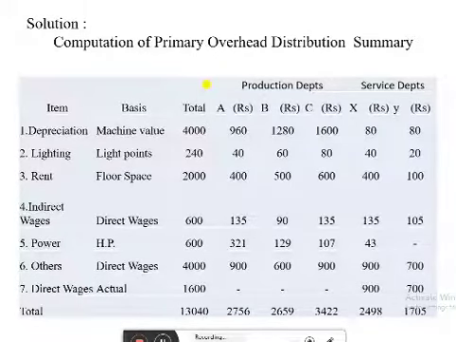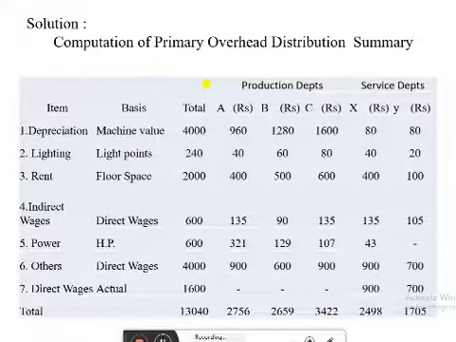Okay, next is lighting. Lighting has to be distributed on the basis of light points. The total amount is 240, and it is distributed on the basis of the light points ratio, that is 40, 60, 80, 40, 20. Now the next item is rent. Rent has to be distributed on the basis of floor space. The total amount is 2000, and it is distributed in the ratio 400, 500, 600, 400 and 100.